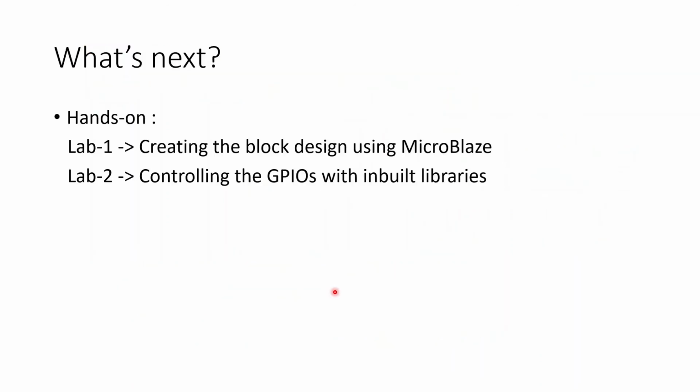So what's next? Once you have watched this video, the next one will be a hands-on lab. The first one would be on creating a block design using MicroBlaze. We'll be using the Vivado tool, Vivado 2019.1, to create a block design and include the MicroBlaze, the AXI peripheral, and then the AXI GPIO and AXI UART Lite. We'll also include a Verilog module to integrate a few things. You'll see in the next lab video.